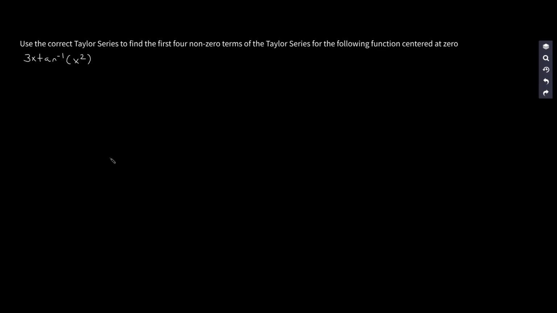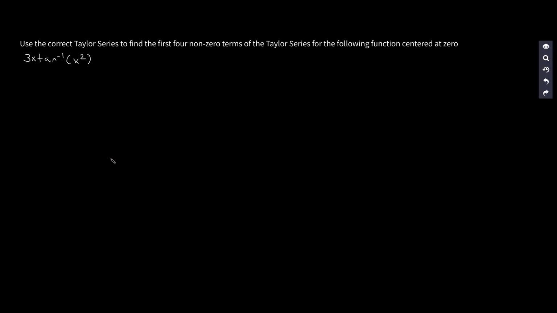This problem says to use the correct Taylor series to find the first four non-zero terms of the Taylor series for the following function that's centered at 0: 3x times arctangent of x squared. This is also a Maclaurin series due to the fact that the function is centered at 0. And in order to solve this, we need to first identify what the base series is.